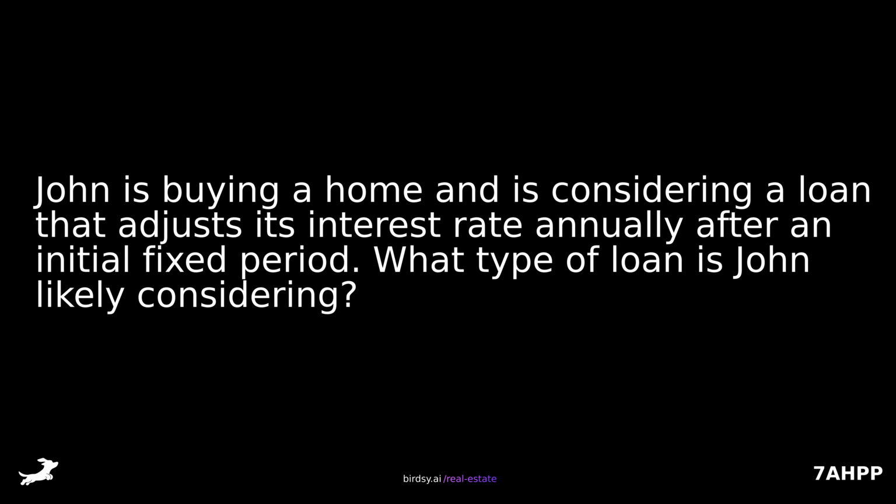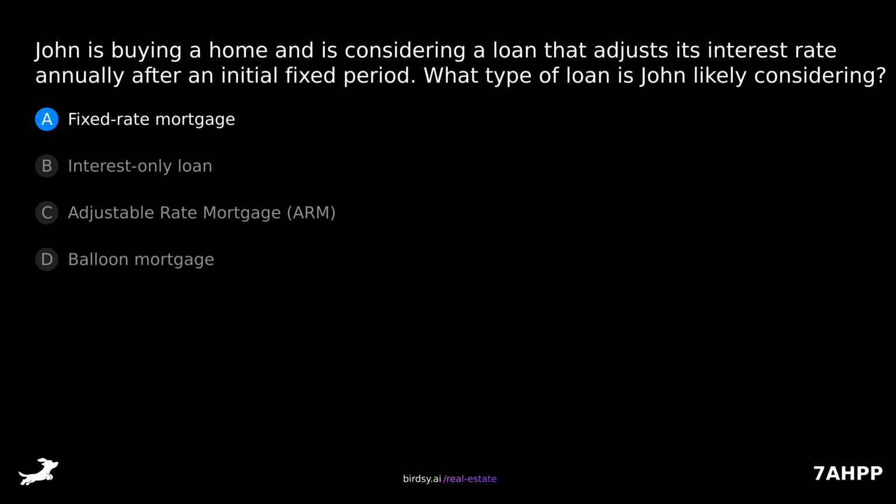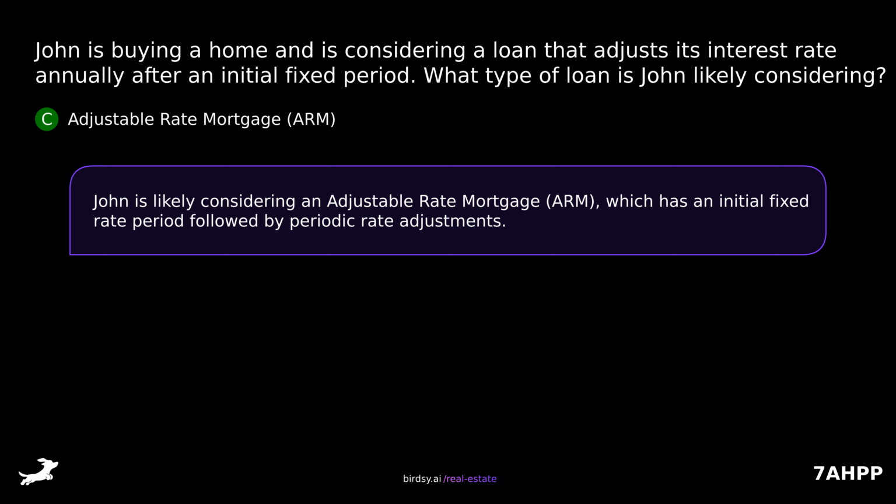John is buying a home and is considering a loan that adjusts its interest rate annually after an initial fixed period. What type of loan is John likely considering? Is it A, fixed-rate mortgage, B, interest-only loan, C, adjustable-rate mortgage, or D, balloon mortgage? The answer is C, adjustable-rate mortgage. John is likely considering an adjustable-rate mortgage, which has an initial fixed-rate period, followed by periodic rate adjustments.